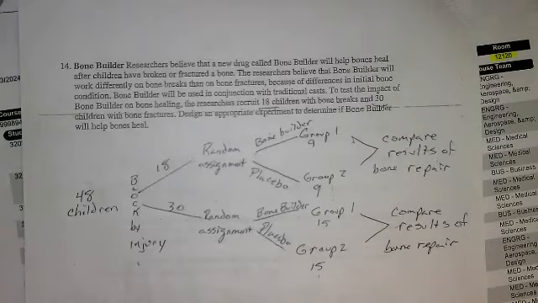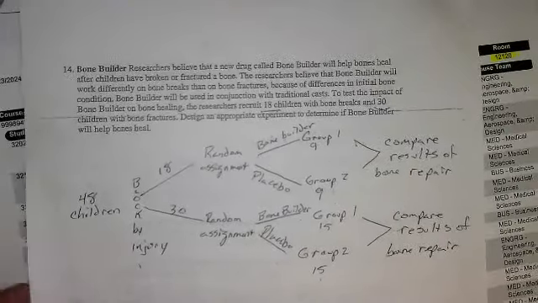And then the doctors may or may not be blinded. That could be. If I know a kid's got a placebo, but they're simply looking at x-rays, it's going to be the results of the bone repair, how long it takes. Okay, so there's a tree diagram showing all that madness.